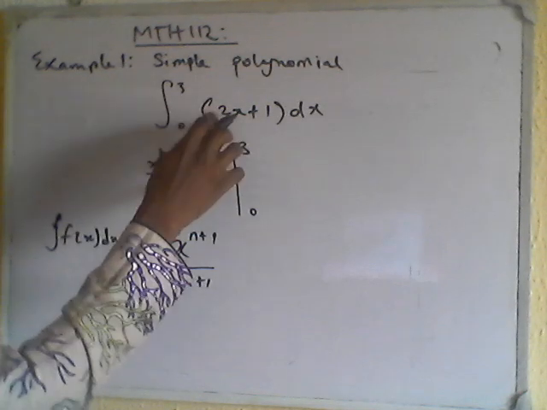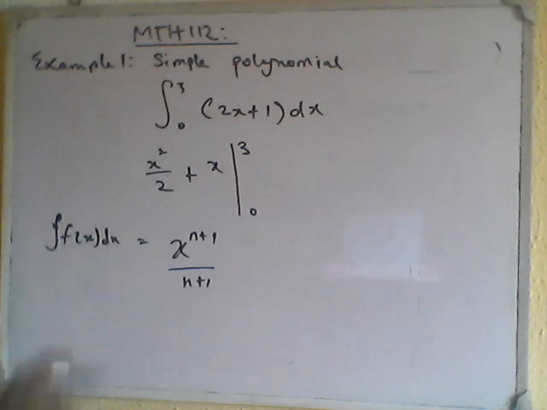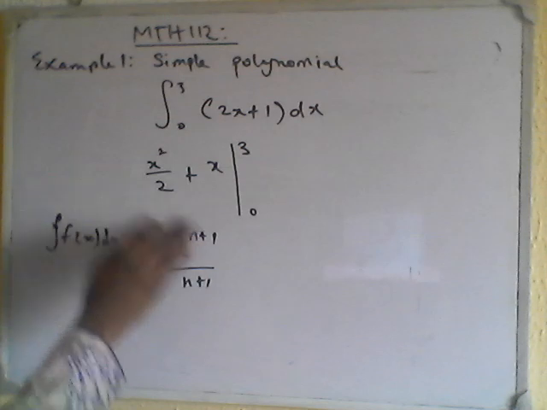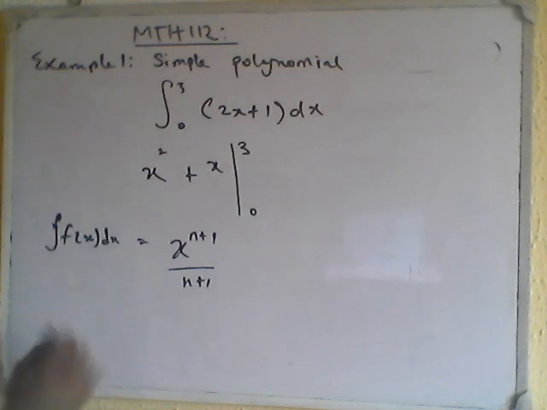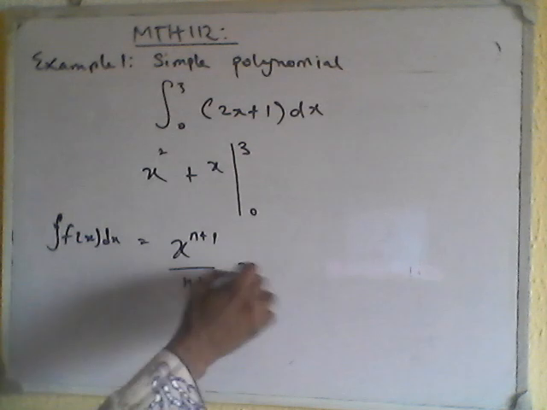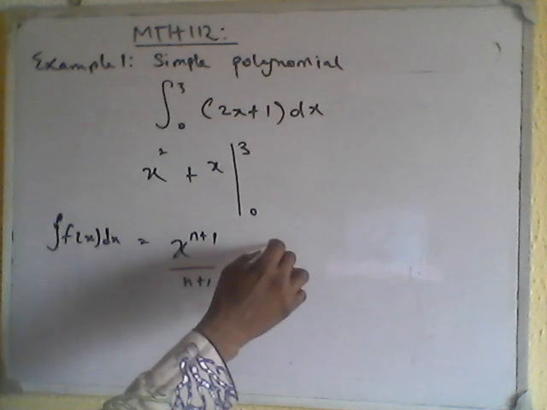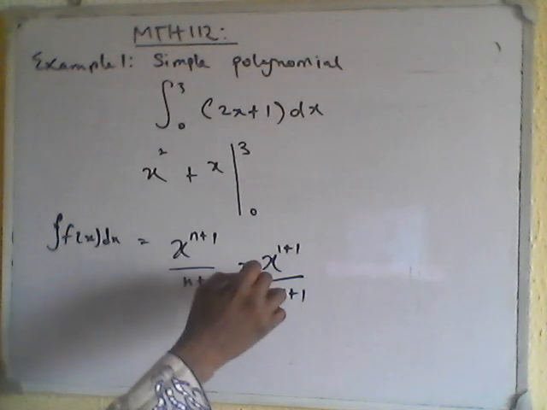The power increased by 1, and you divide by 2. Okay, so this is also x squared. Okay, so we get it now. So if we are to do this for this, we will just say x raised to the power 1 plus 1 over 1 plus 1, then times 2.